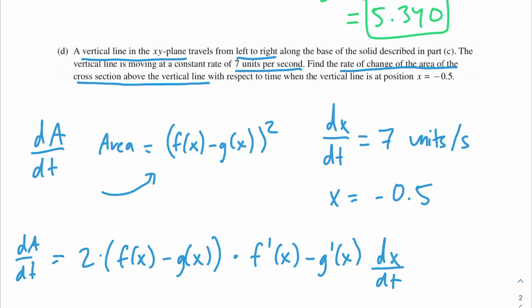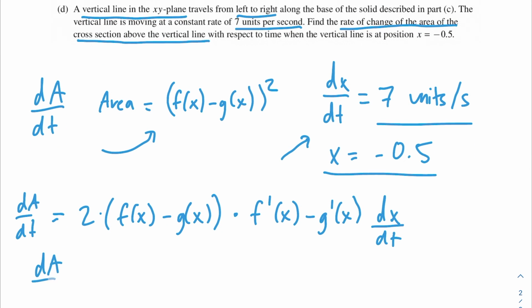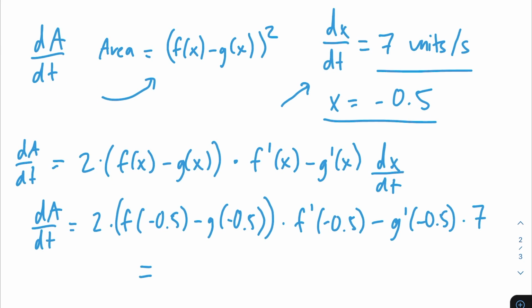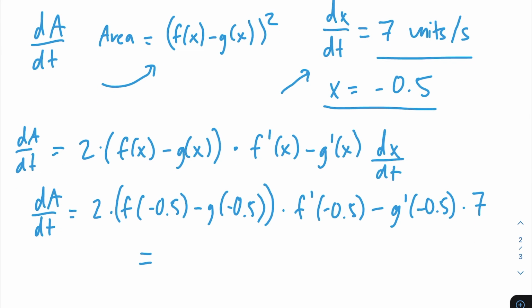So we can go ahead and plug in x equals minus 0.5, and dx/dt equals 7 units. So dA/dt is equal to 2 times (f of minus 0.5 minus g of minus 0.5), all of that times the derivative at minus 0.5 of f minus the derivative at minus 0.5 of g, times 7. And then go ahead and plug all this into your calculator again. We're going to get that it's minus 9.272. That is our final answer for this problem. That is the rate of change of the area of the cross-section above the vertical line with respect to time at this position x equals minus 0.5.